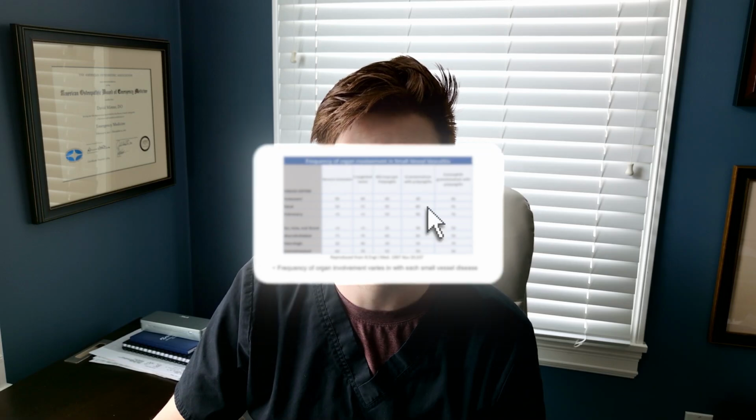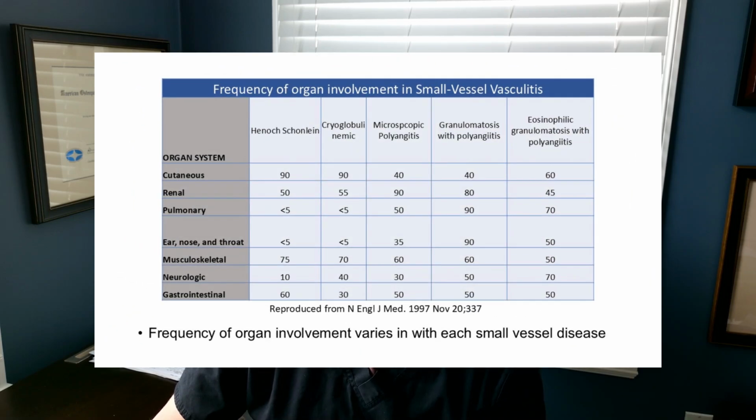While a review of systems is important to point to a systemic disease, a lot of these diseases have overlaps. This is a table that I've recreated from an old New England Journal article from 1997 that shows the frequency of organ involvement for different small vessel vasculitides. So here you can see, even if one condition isn't necessarily highly associated with a specific system involvement, it might be the minority of patients.